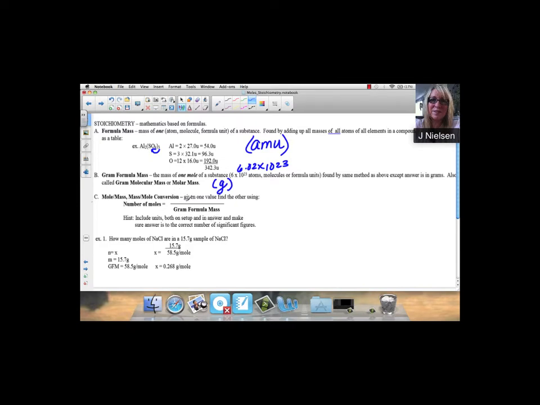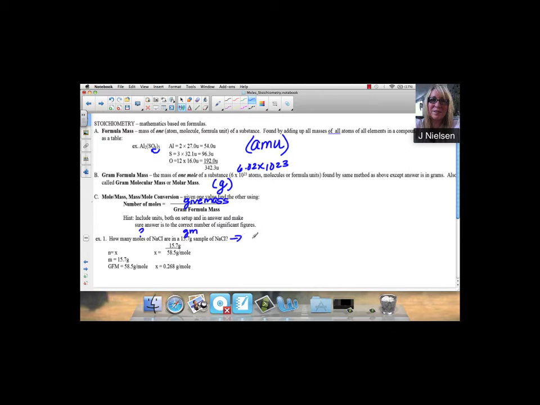Mole, mass, mass, mole conversion. You can use the formula: number of moles equals the given mass over the gram formula mass. Include units both on the setup and in the answer, and make sure the answer is to the correct number of sig figs. So I'm going to show you two ways to do this problem. How many moles of NaCl are in a 15.7 gram sample of NaCl?